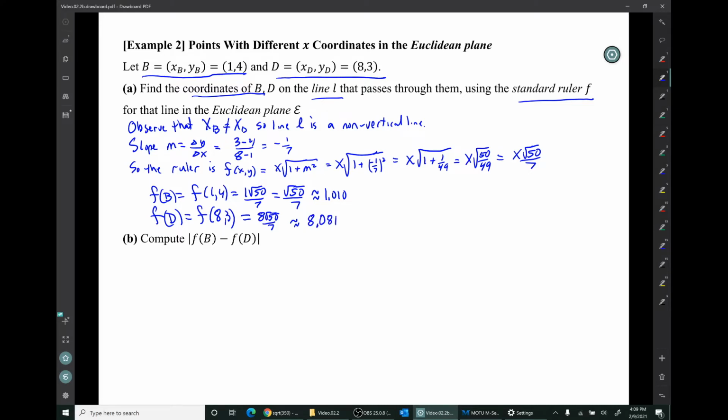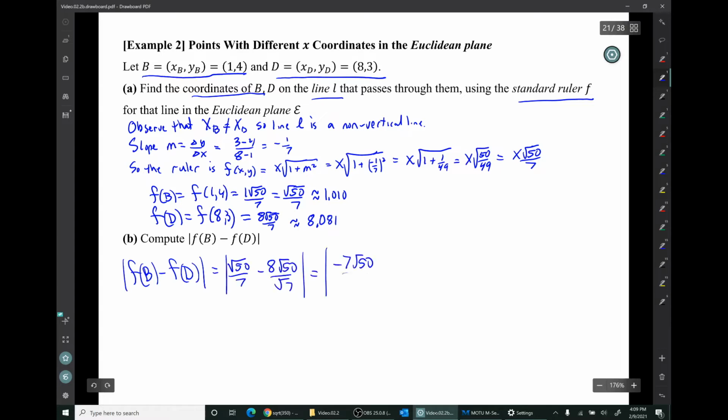Now we can compute the absolute value of the difference. So the result is the coordinate of B is this number, square root of 50 over 7. The coordinate of D is this number, 8 square root of 50 over 7. When I find the difference and take the absolute value, I get this number, square root of 50, which is approximately 7.07.